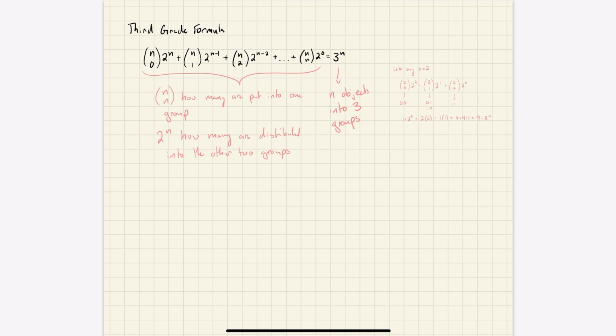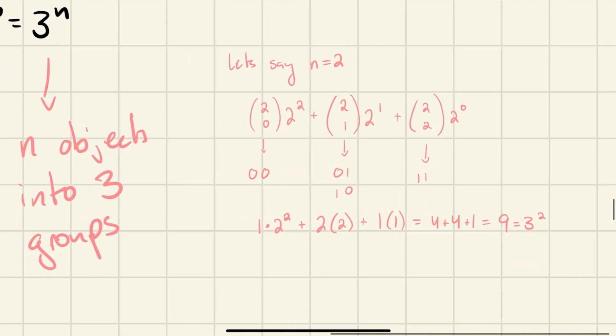So I ended up doing a small example on the right side. Let's say n equals 2. For that first term, n choose 0, for the first group, we're choosing none of the two objects to put inside that group. So the rest of those objects are distributed to the other two groups. So then we have two objects into two groups. So there's 4 ways of doing that.